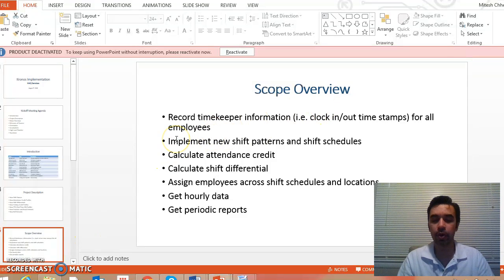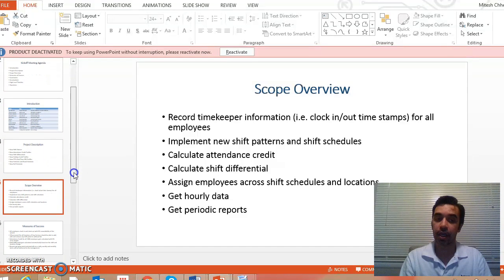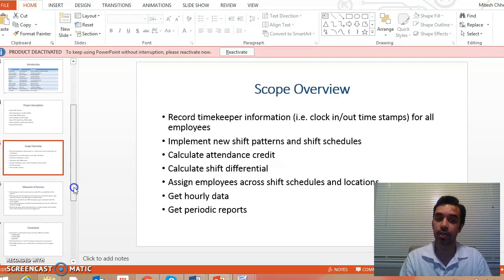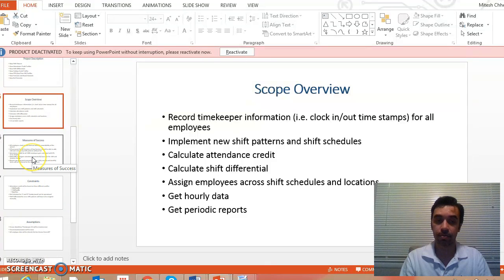So this is what we're going to be implementing. Similarly, for the scope overview, we're going to be making sure that timekeeper information, that is clock in and clock out stamps, is being recorded correctly. We're going to be implementing new shift patterns, calculating attendance credit as well as shift differential, and assigning employees across the shift schedules and locations. Kronos is going to be recording hourly data, and Kronos is also going to be generating reports, whether they're daily, weekly, monthly, quarterly, or yearly reports.